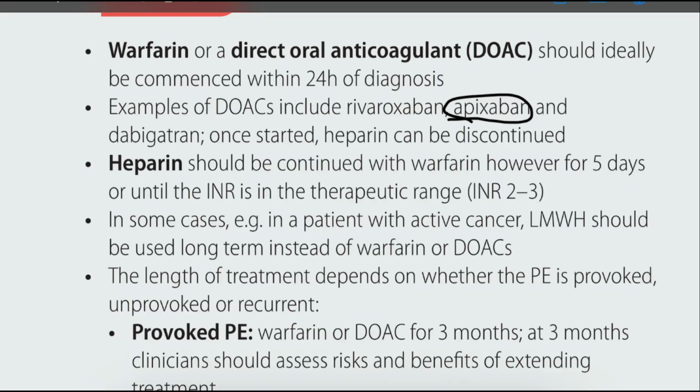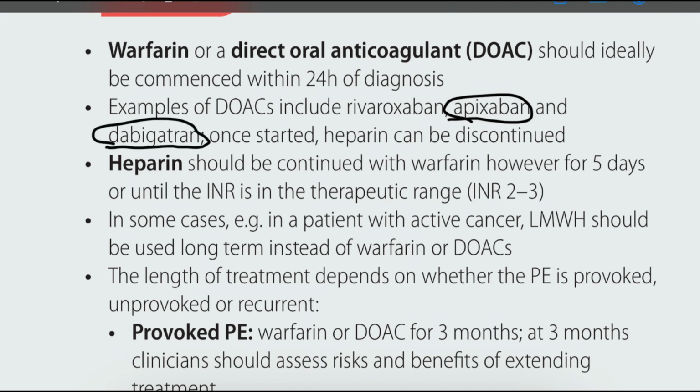Apixaban is the same as a DOAC: 10 milligram twice daily for 7 days, then we have to titrate to 5 milligram twice daily. Orally we give it two times daily, and we can use it for greater than or equal to 3 months. It will help stabilize the pulmonary embolism. Importantly, we don't need routine monitoring.